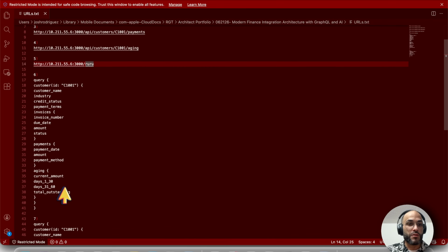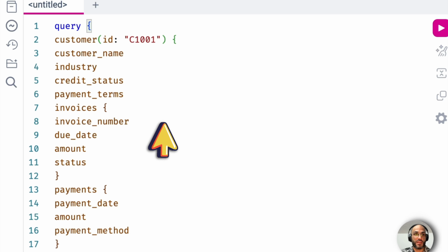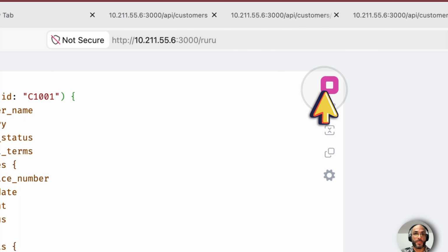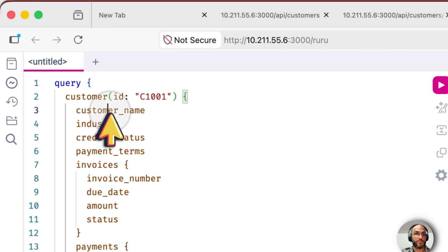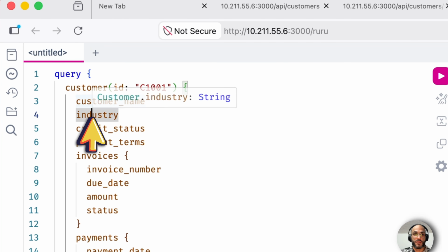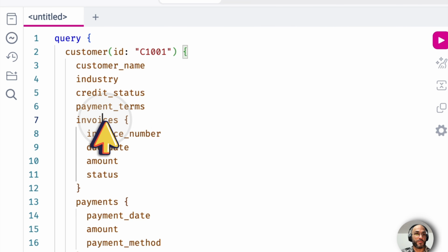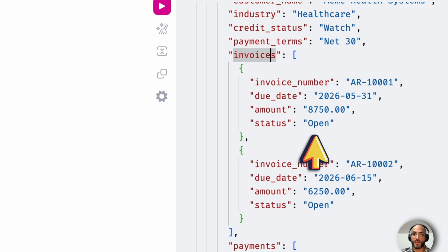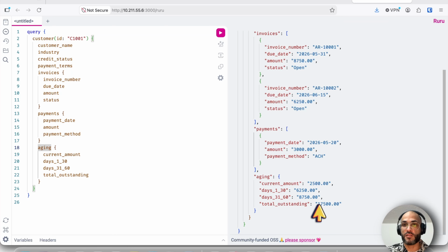Okay, so let's go over that same data that we just saw and look at it aggregated with this first query that we have here. We run it and we see that we queried the customer name, which is right here, the industry, which is healthcare, credit status, and so on. We see the invoices right here. If we remember from before, it has two invoices that are open. It has made one payment for $3,000, and it has its aging data with a total outstanding of $7,500.